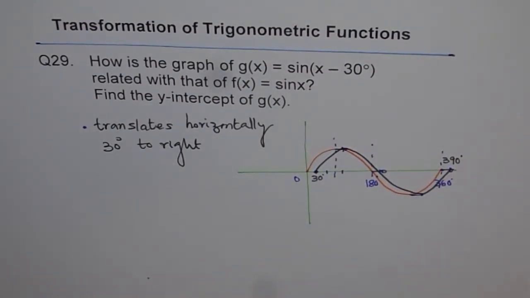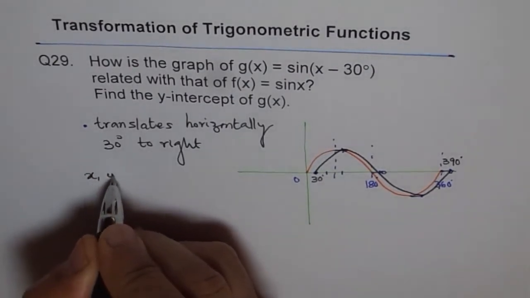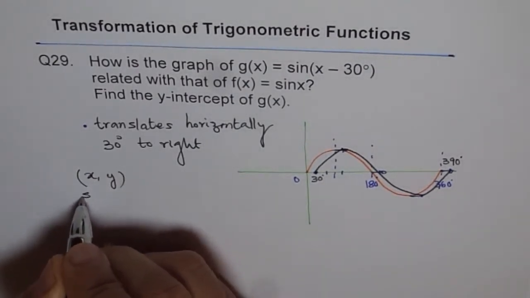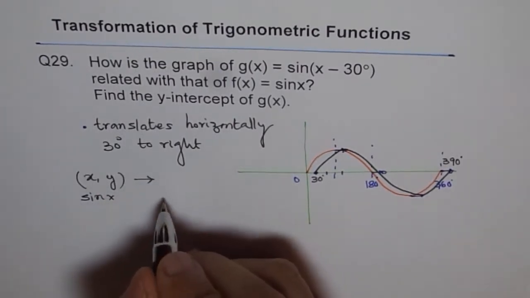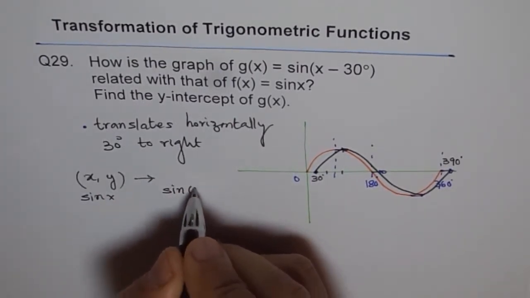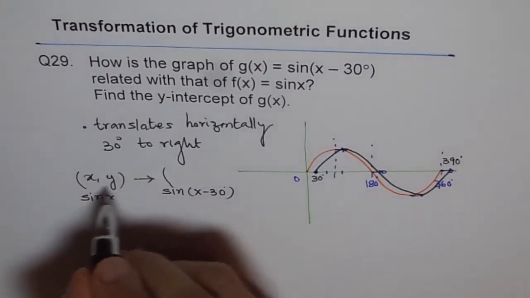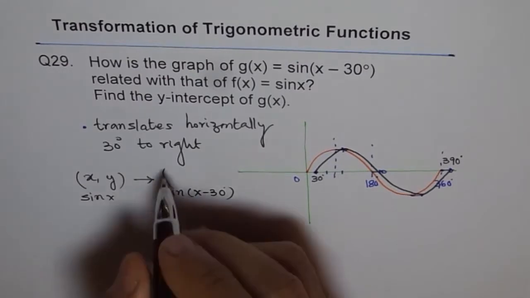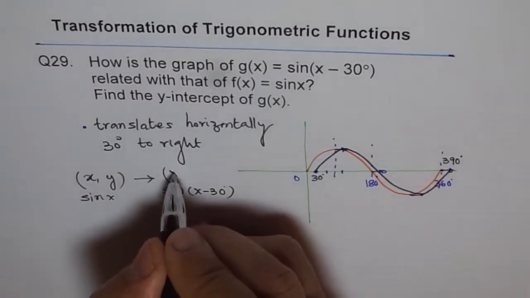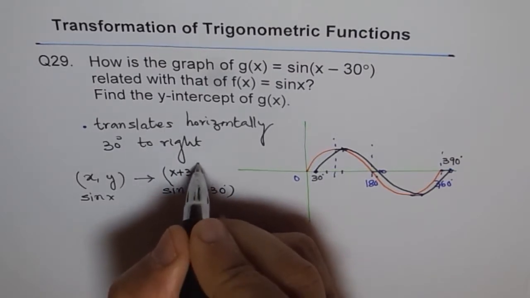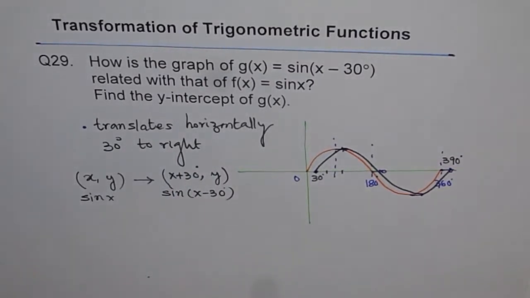What really happens here is that if x and y are the points on sine x, then on the transformed function, which is sine of x minus 30 degrees, x increases by 30. It moves right by 30 degrees. So it is x plus 30 degrees and y remains the same. So that is the basic transformation.